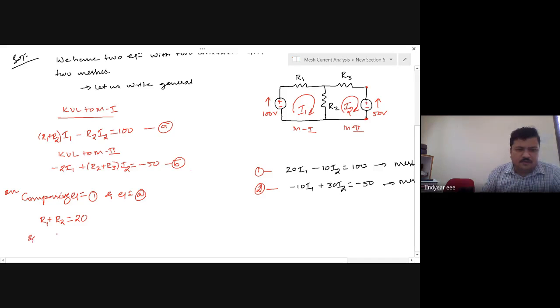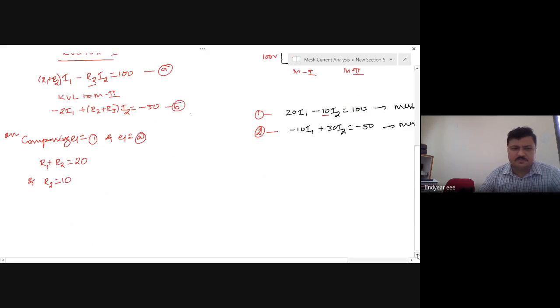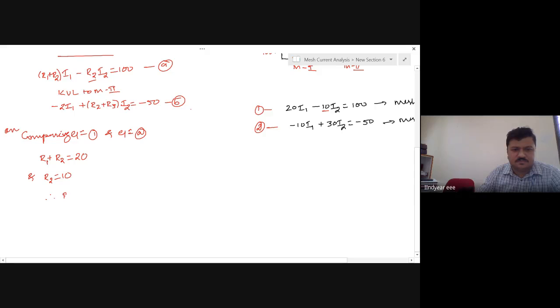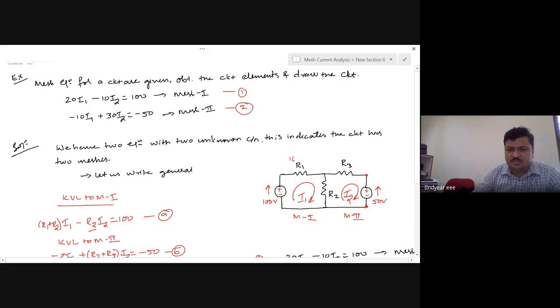And R2 is equal to 10, from minus R2 I2, minus 10 I2. So this is R2. Therefore R1 is equal to 20 minus R2, which is 20 minus 10, equal to 10 ohms. So now I got the value of R1. This is 10 ohms. The value of R2 is 10 ohms.